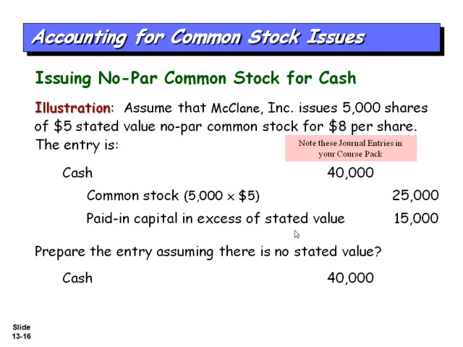What if there were no stated value? What if this were true no par stock with no stated value? Then and only then can you credit common stock at cost. So if there's no stated value, no par value, you credit common stock at cost. In every other situation, you separate the components as to the par value piece and the additional paid-in capital.